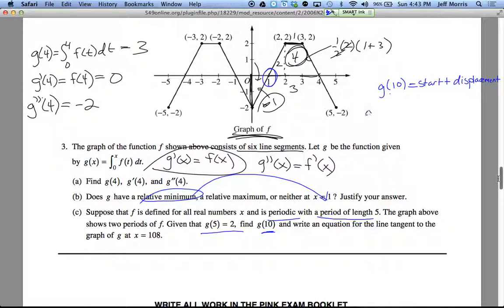All right, are you ready? They gave you a start. What is the start they gave you? G of 5 is 2. Now it's important to see what time it starts at, because it does not start at x equals 0. It started at x equals what?